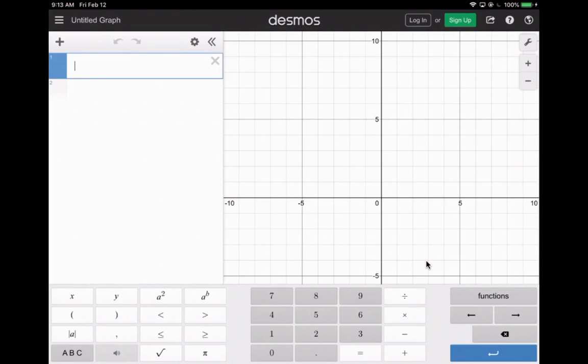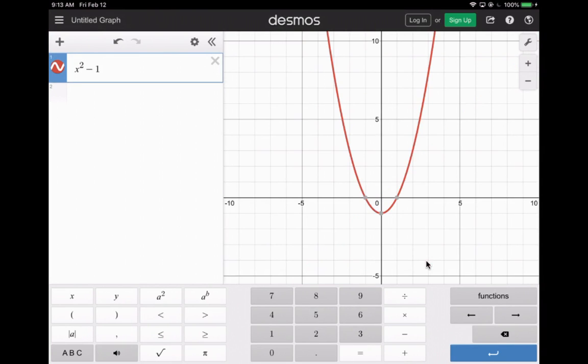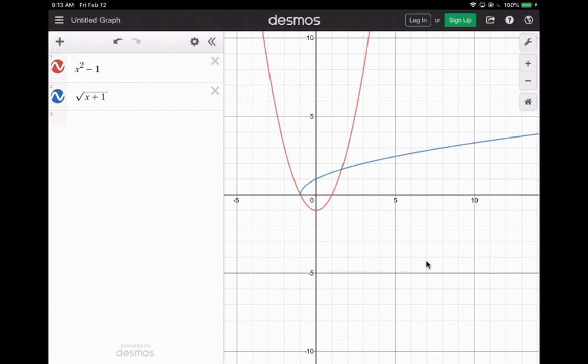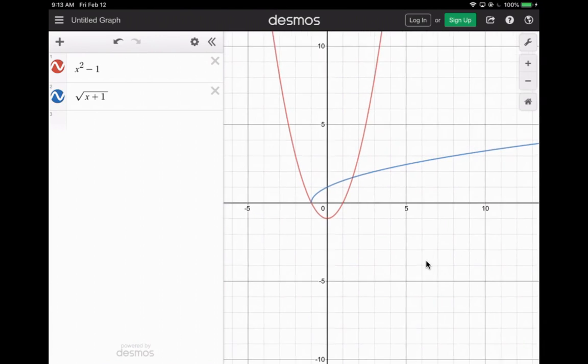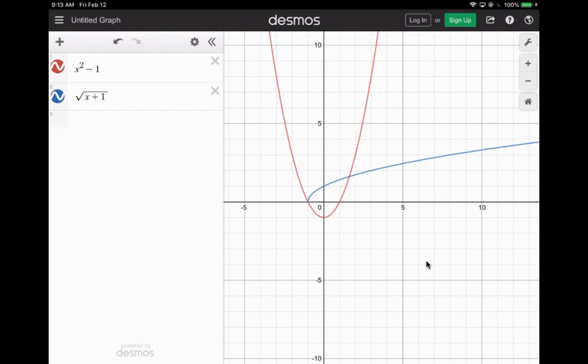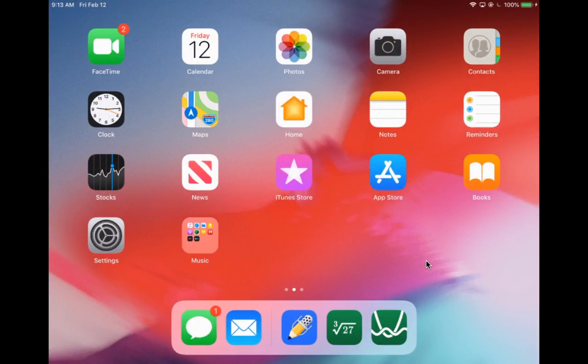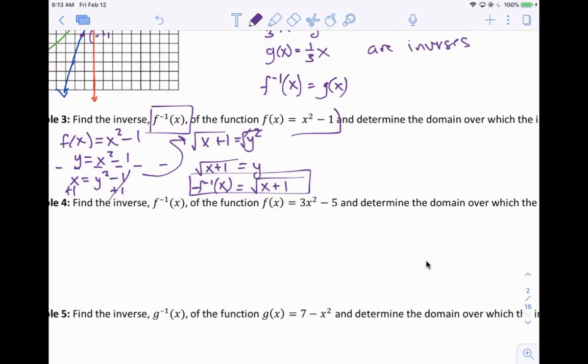If I plug in these functions, x to the second minus 1, we get a nice parabola, right? Which makes sense because that's a quadratic. And then we invert it and we do the square root of x plus 1. Well, what happened? Look at those. Shouldn't there be like a second half, a bottom to that graph, right? Shouldn't that be the case? Well, remember, there's something weird about square roots. So let's go take a look at this square root function a little more.